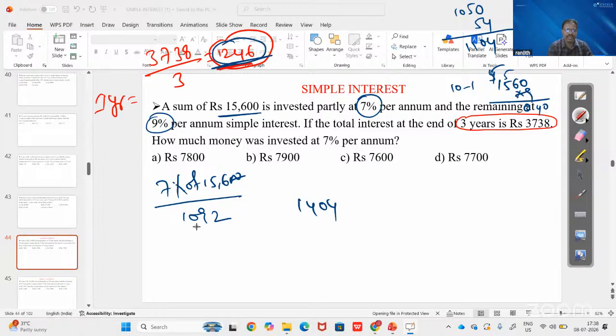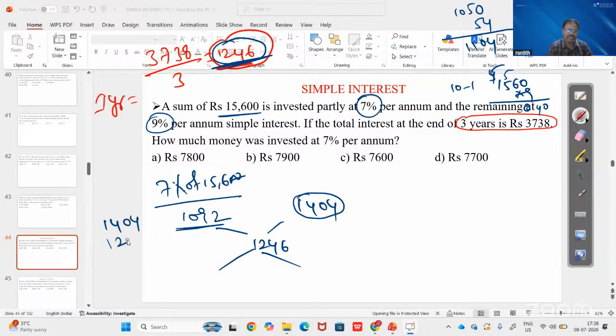If I invested 7%, I am getting 1092. If I invested 9%, I am getting 1404. But whatever the interest I am getting per annum, it lies between 7 and 9%. That will be equal to 1246. Now we need to take the difference of these two. What is the difference of these two?